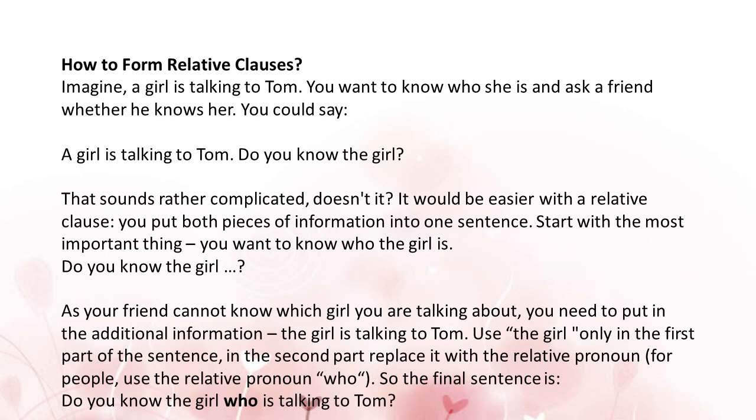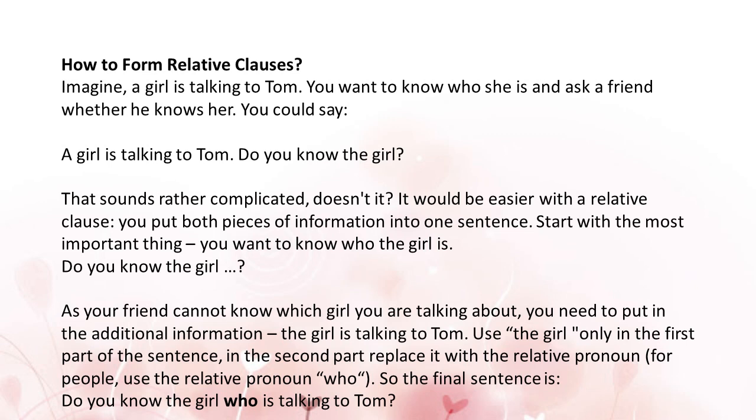Then you use the relative pronoun who, and next we will introduce what we mean by relative pronoun. So the final sentence should be: here we combined two sentences into one using the relative pronoun. Do you know the girl who is talking to Tom? What did we do? We deleted the girl. We use it only once, in the first sentence. Then we add who, which is the relative pronoun for the girl.